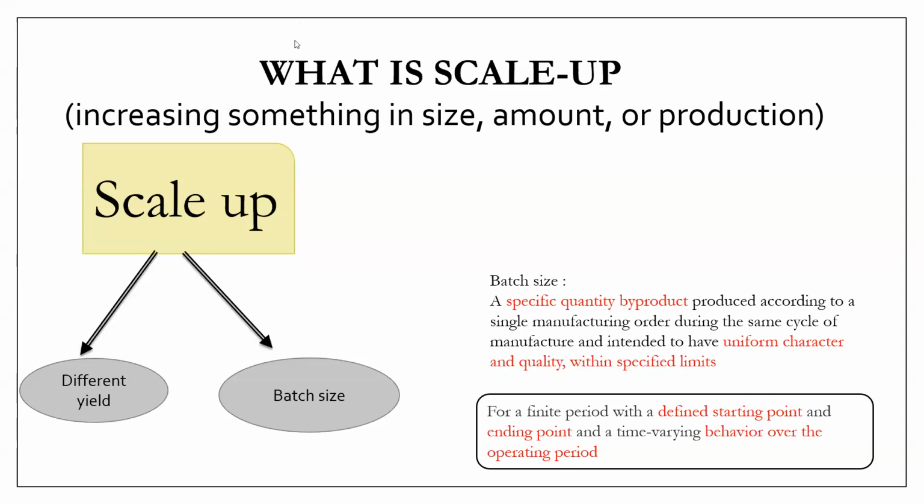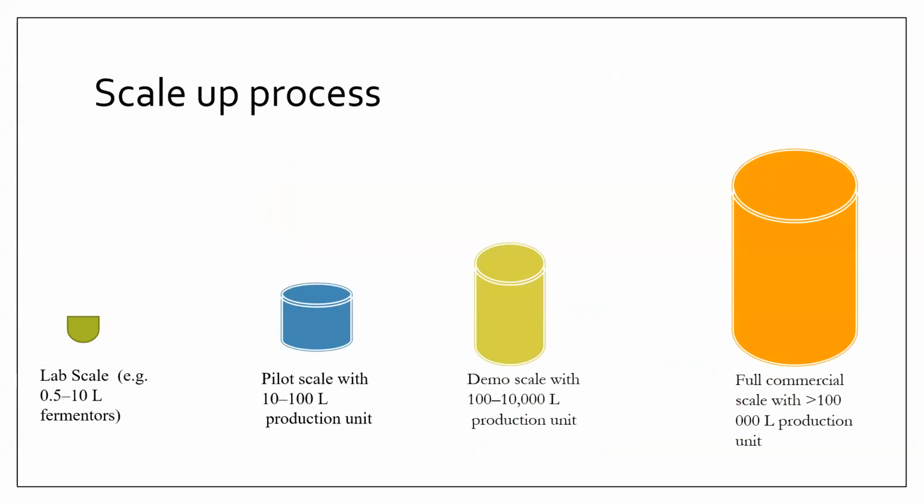Or you can go for batch size, means you have defined a starting point and an end point, and now you are just replicating it in a batch form, in a batch bioreactor. So batch size is also one of the ways where you are getting a better production, and there you are increasing your process to the full commercial scale. See, something cannot be duplicated directly to the full commercial scale. There are certain steps, and each step needs to be considered.